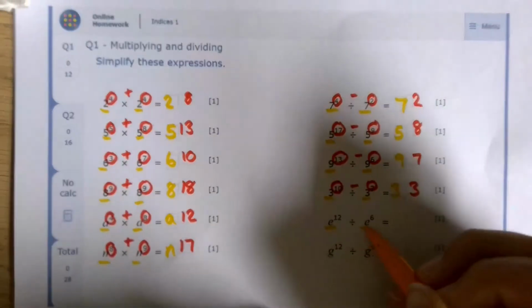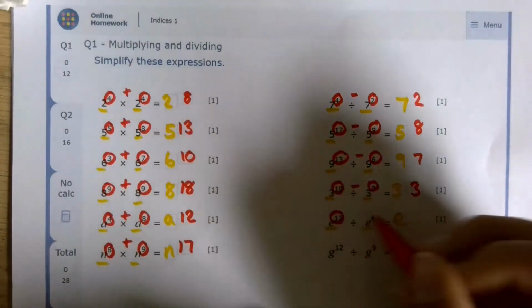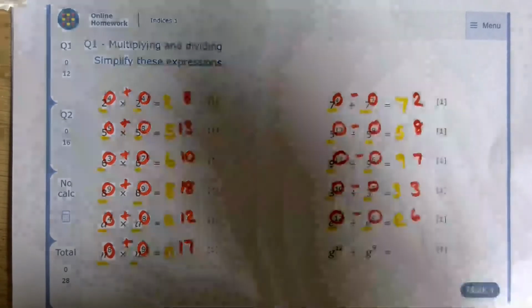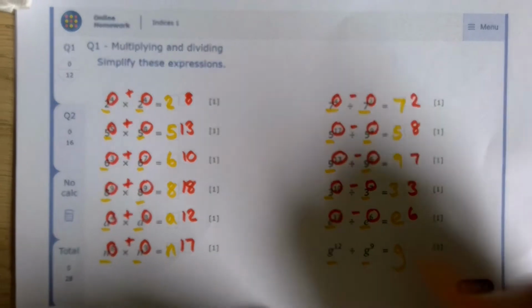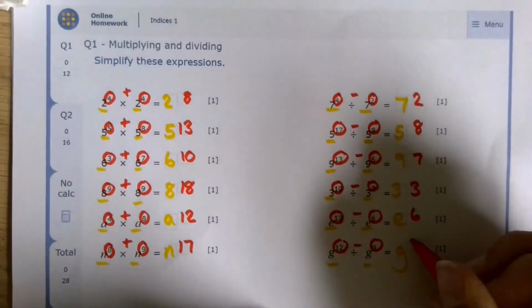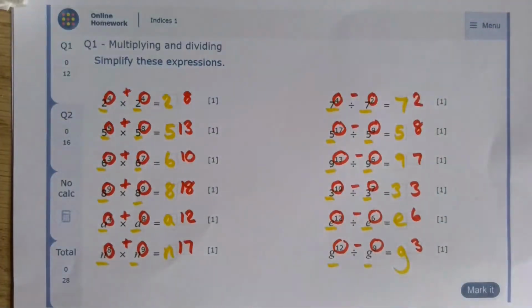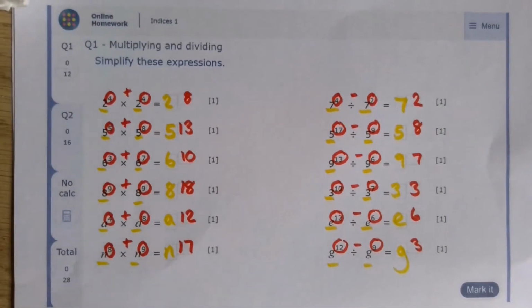Into letters, but remember it's exactly the same idea. Our base is e, and we've got 12 subtract 6, so e to the power of 6. Our base here is g, and we've got 12 subtract 9, so g cubed. Okay, so all of those are 1 mark questions, and they would be 1 mark questions in an exam as well. They would probably be the multiple choice questions.